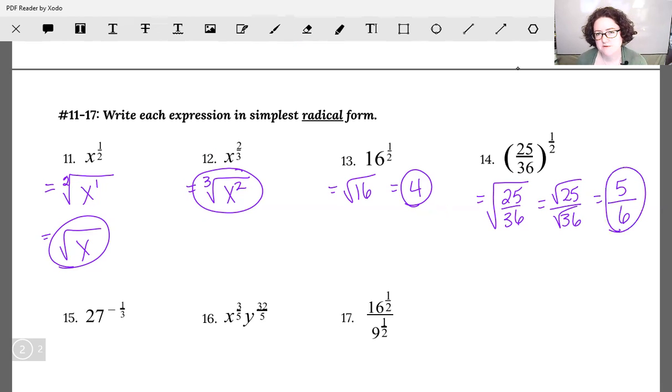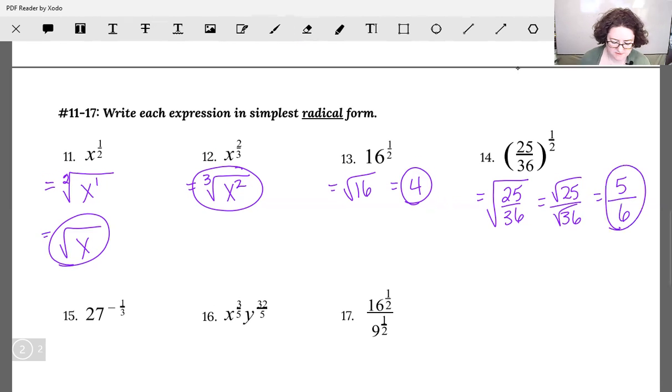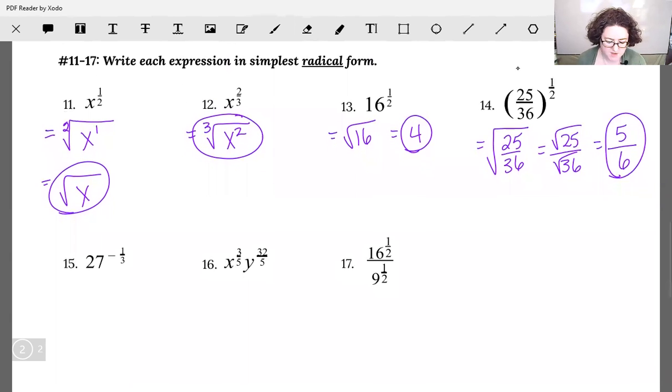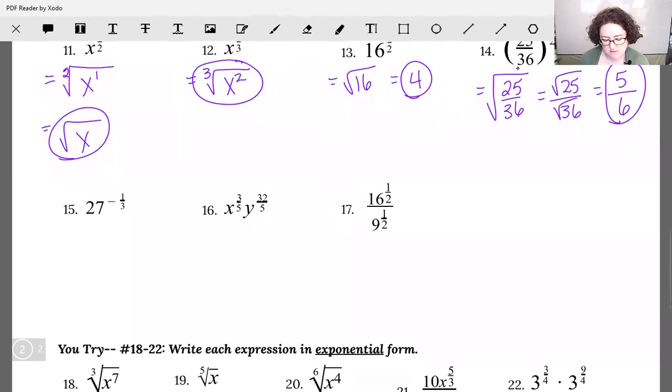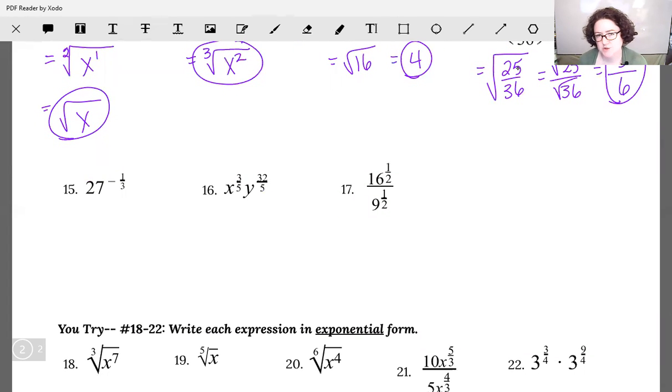Alrighty, number 15. So 15 is starting to look a little different. We have a negative exponent, and it's a fraction. So I have two things that I need to do. Anytime we have a negative exponent, that tells me automatically I'm using a fraction in this problem. I always write that part first. So I really have 1 over 27 raised to the 1/3.